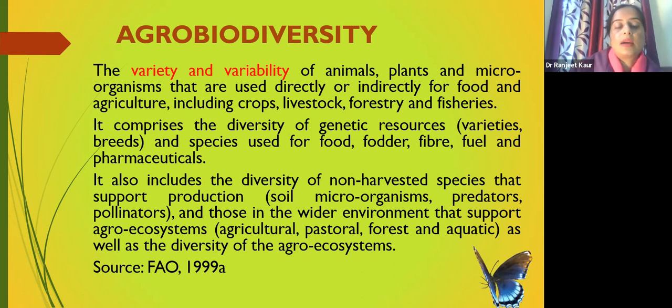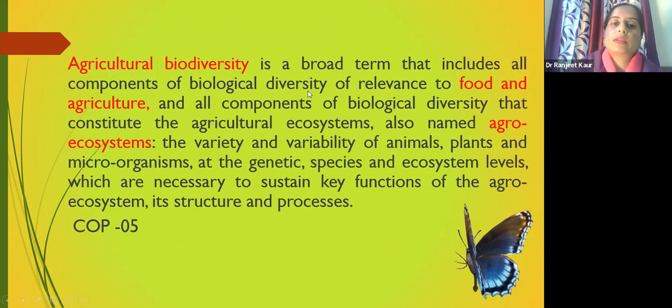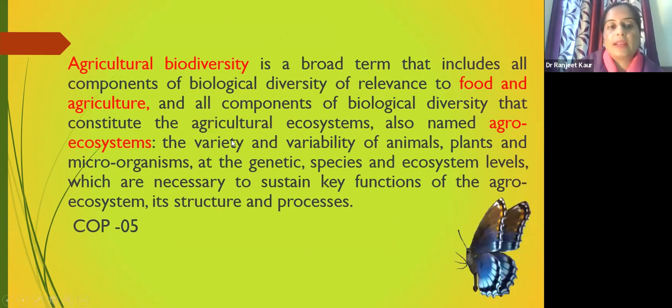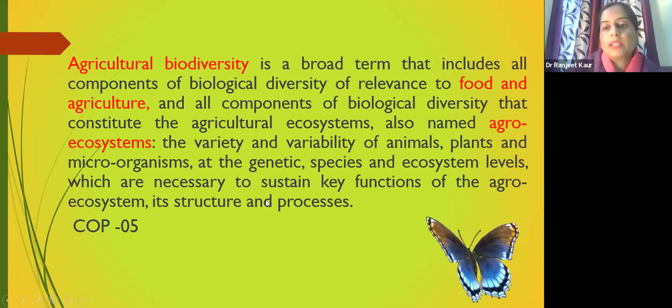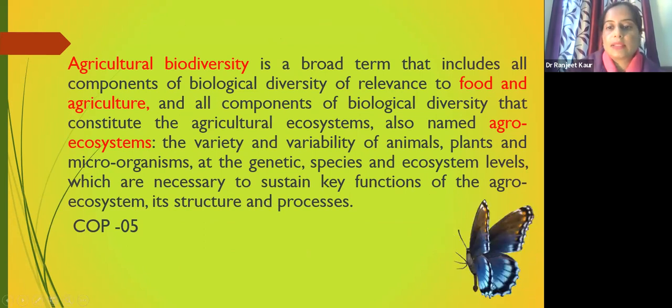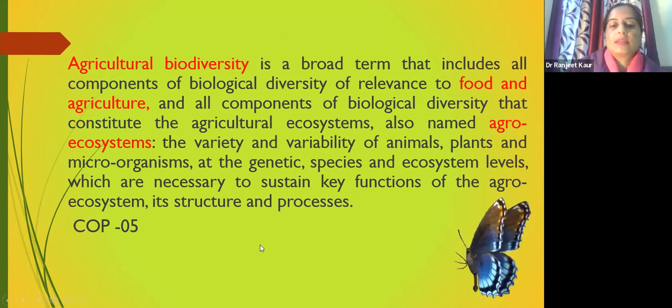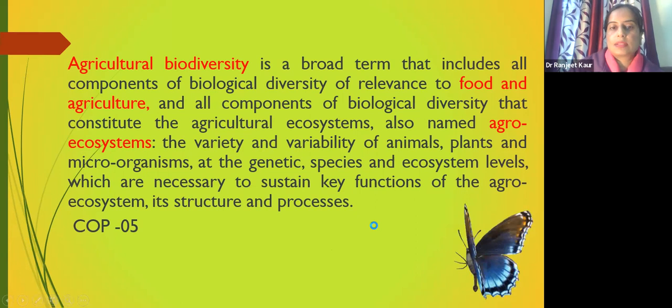So in another definition of agricultural biodiversity, we see it is a broad term that includes all components of biological diversity of relevance to food and agriculture. It also comprises all components of biological diversity that constitute agricultural ecosystems, the variety and variability of animals, plants, microorganisms, genetics, species, which are basically necessary to sustain key functions of the agroecosystem, its structure and processes.